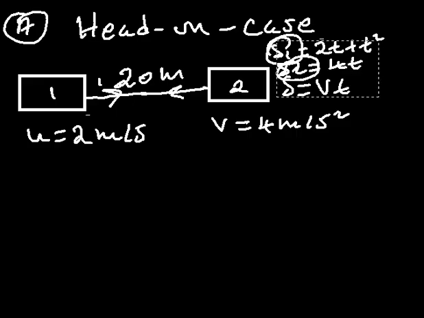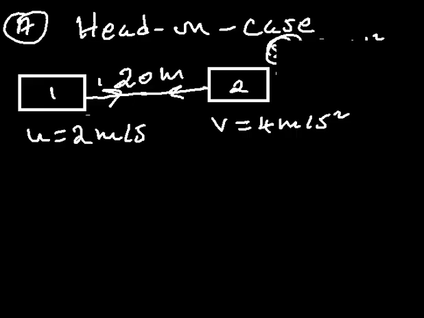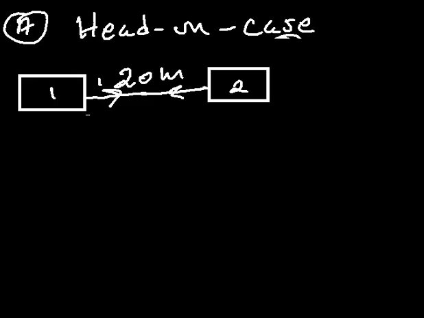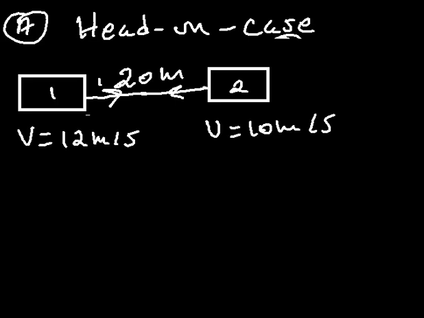Now what if we have this case, what if both objects are moving at a constant speed? Let's say object 1 is moving at a constant speed which is given as 12 meters per second. And object 2 is also moving at a constant speed which is given as 10 meters per second. Where will the two objects meet and after how long? The principle remains the same.